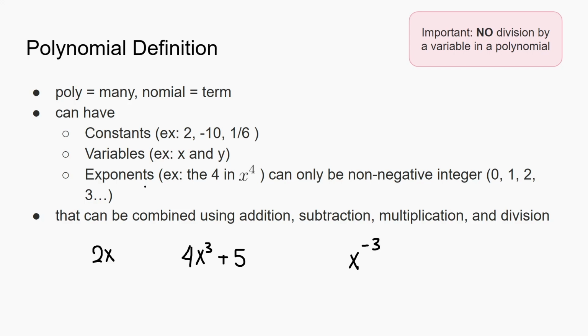Why? Because the exponent needs to be a non-negative integer. And another thing to know is that you cannot divide by a variable in a polynomial. For example, something like 1 divided by x is not a polynomial. So this one's not a polynomial and this one isn't, while these two are.